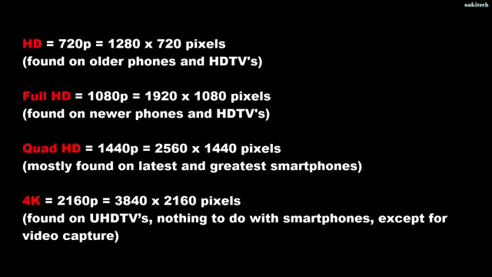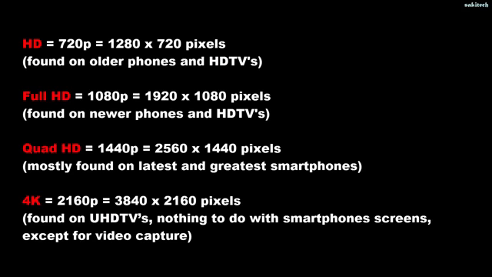So here's a quick summary of everything we talked about. So you got the HD resolution, which is 720p, found on some old phones and HD TVs. Then you get the full HD, which is quite common. It's called 1080p, and you can find this on most new phones and high definition TVs. And then you got the Quad HD, which is 1440p, mostly found on the latest and greatest smartphones.